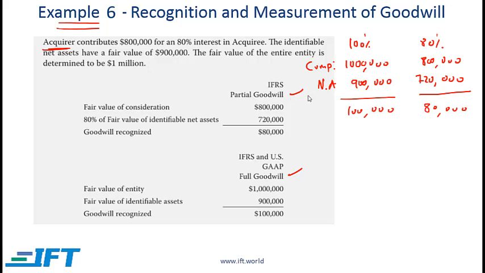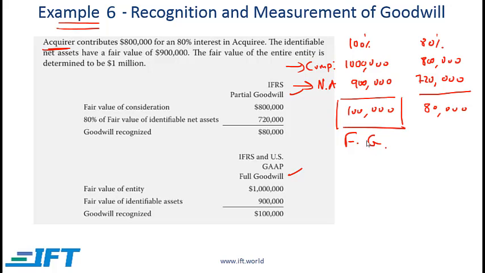The total fair value of the net assets is 900,000, and 80% of 900,000, which represents the share of the acquirer, would be 720,000. Given these numbers, there are two ways of coming up with goodwill. The full goodwill method says that we take the total value of the company, so that is 100% of the company, minus 100% of the net assets. This again is the fair value of net assets. The difference between these two is 100,000. This is the full goodwill.